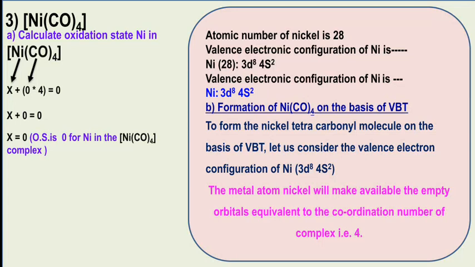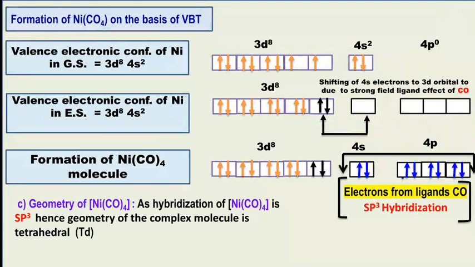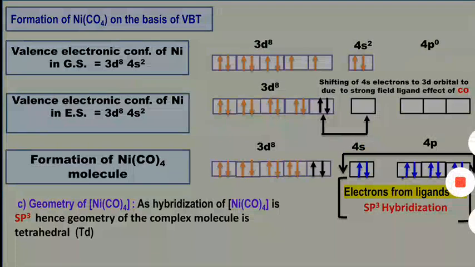To form this nickel tetracarbonyl complex on the basis of VBT, we will consider the valence electron configuration of nickel, that is 3d8 4s2. Again this metal atom will make available the empty orbitals, equivalent to the coordination number of the complex. Here we can see that the coordination number of the complex is 4 because 4 monodentate ligands are attached to the nickel metal. So the coordination number is 4. Let us consider the formation of NiCO4 on the basis of valence bond theory.